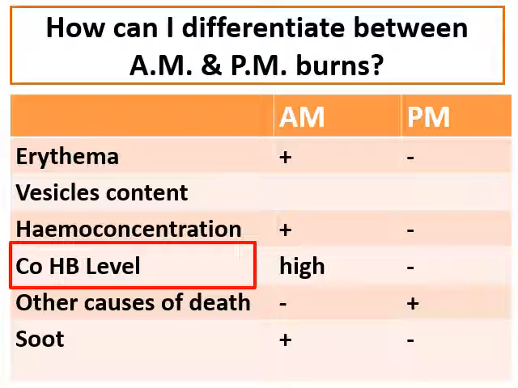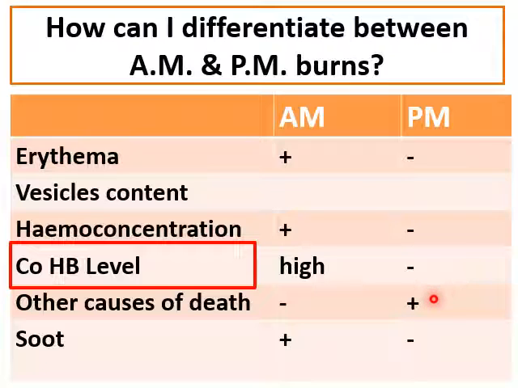You can also search for other causes of death. Of course, it will not be present if he is burned alive during his life, and it is antemortem, but a postmortem burn may conceal a crime, so you can find, for example, a stab wound, a firearm wound, or a strangulation. So you can find other causes of death in the postmortem burned body.